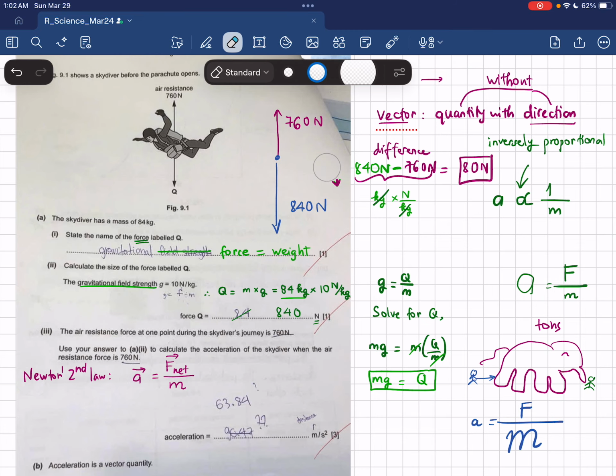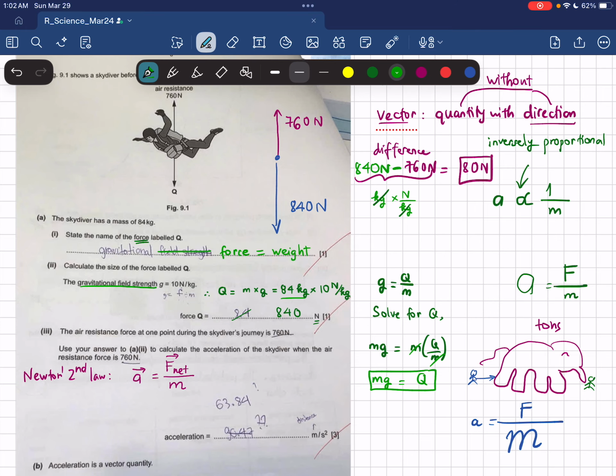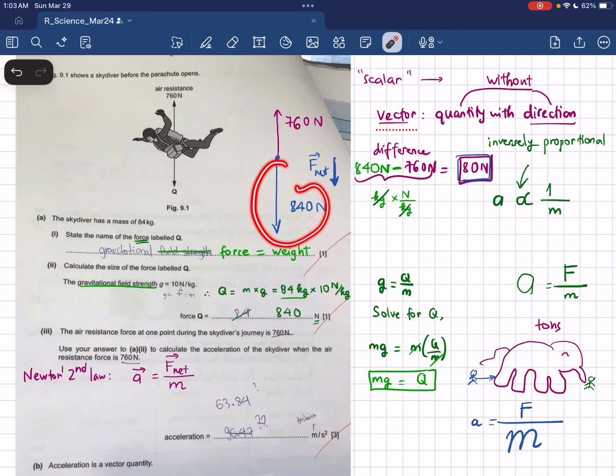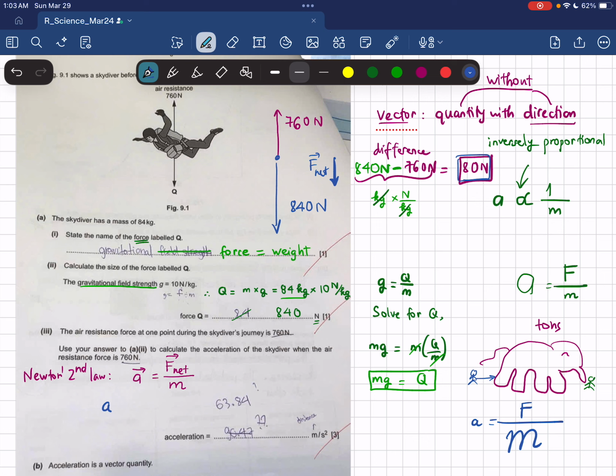Maybe let me make the color green, or maybe blue, because it's the extra one downward. This is the F net. This one is the 80 Newton, the amount by which the downward force is winning over the upward force. So the acceleration equals 840 newtons minus 760 newtons divided by the mass, which is 84.